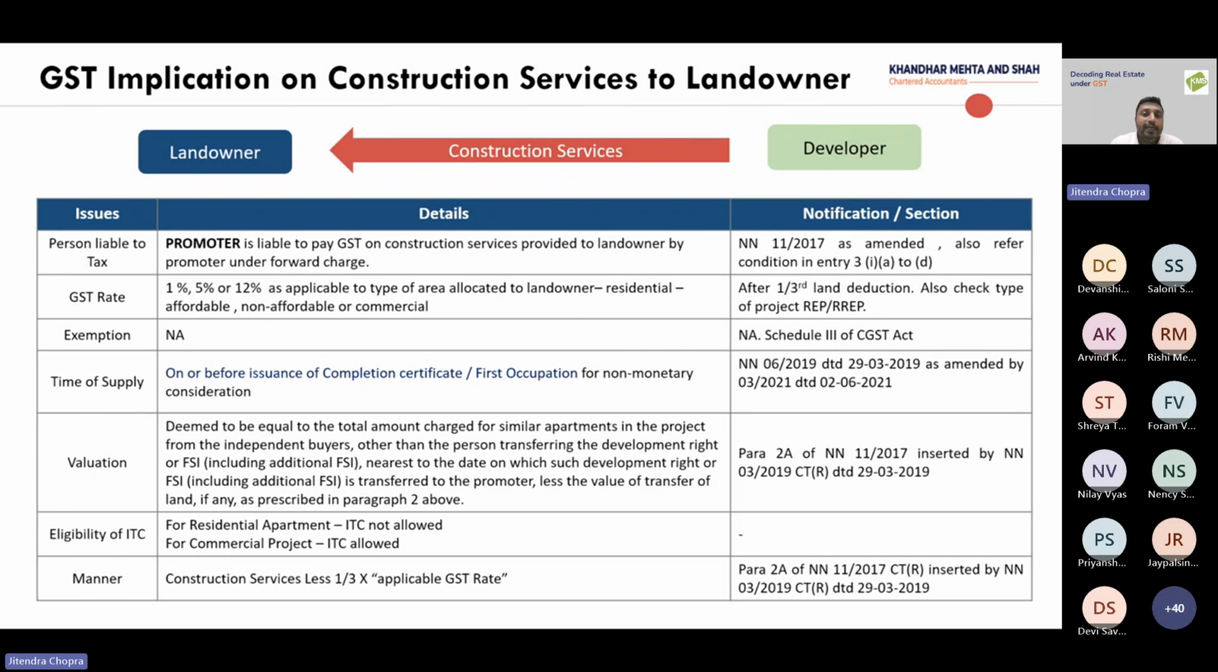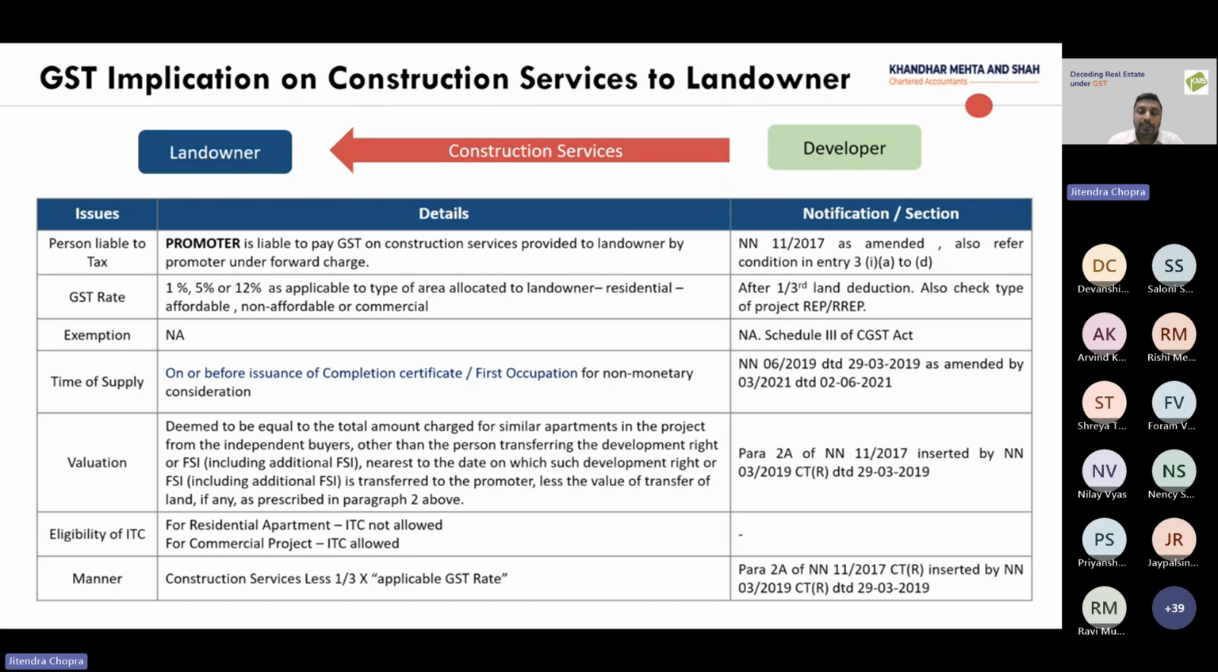Now, separate from TDR, the developer also provides construction services to the landowner. So this is taxable. Now, many developers ask: we have not received money for such construction services or area transferred to the landowner, is it still taxable? The answer is yes, because barter is also consideration. For valuation of construction services provided to the landowner, para 2F of notification 11/2017 becomes important.